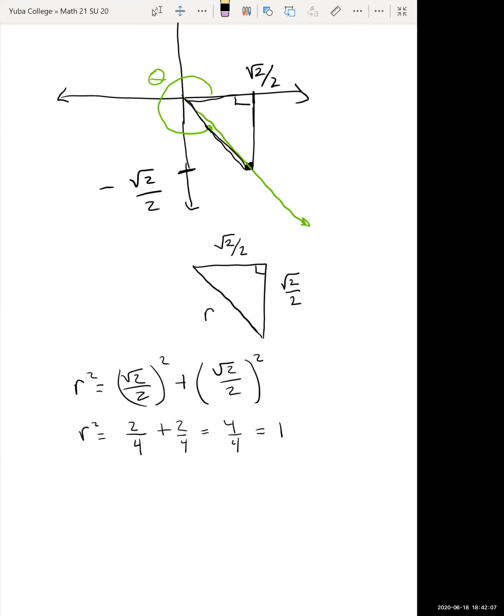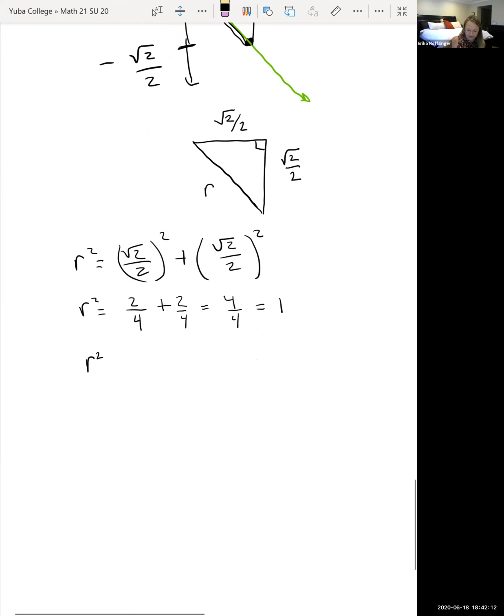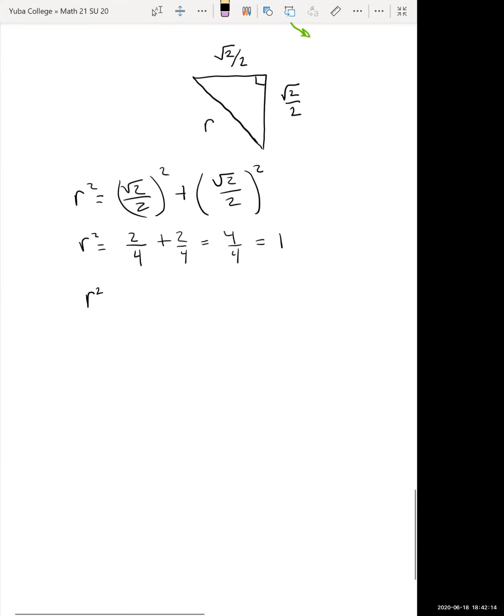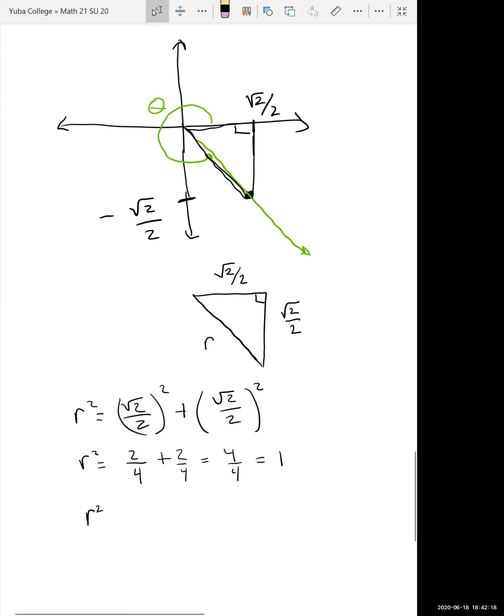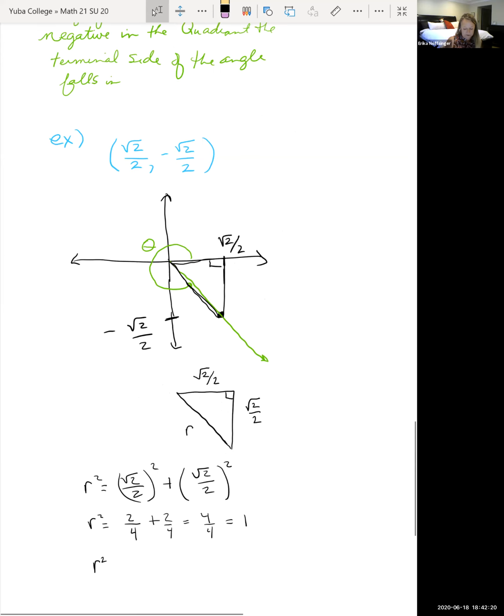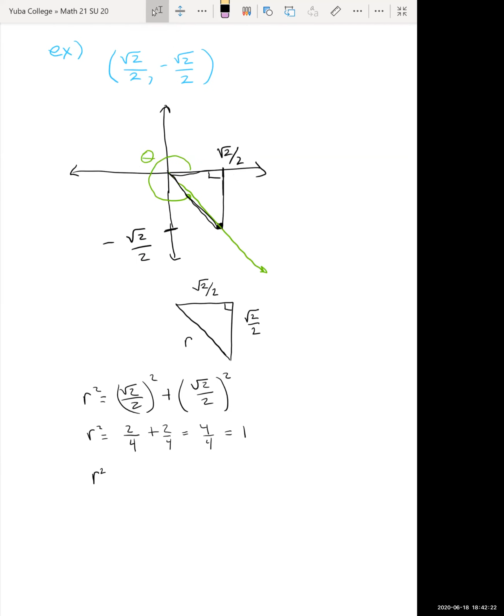Sorry, can you scroll up a little bit? Yeah, this way? Yeah, okay. The other way, I just need to see something. Yeah, so our point. Oh, got it. So r squared is 1, take the square root of both sides, so r is equal to 1.